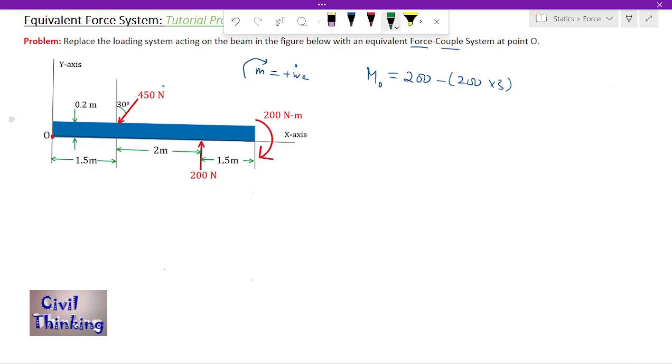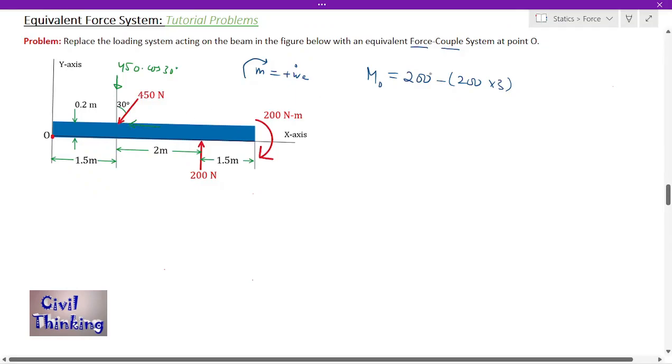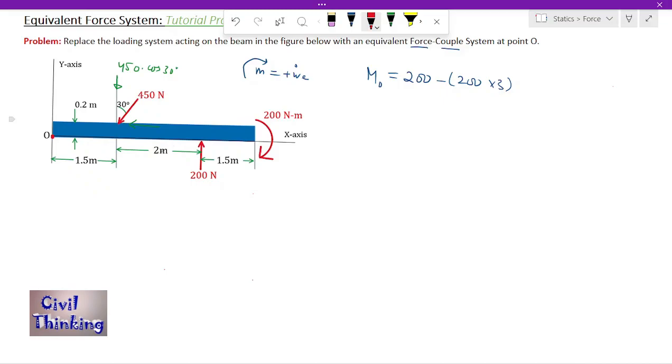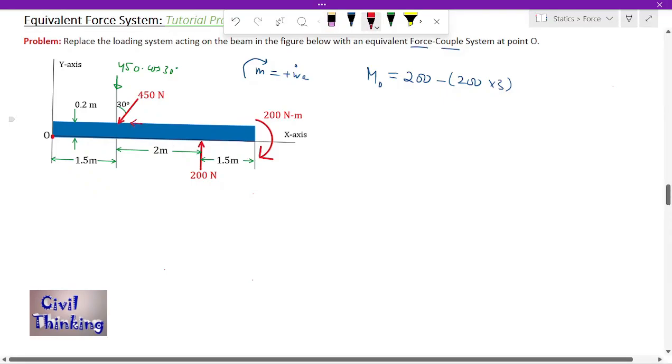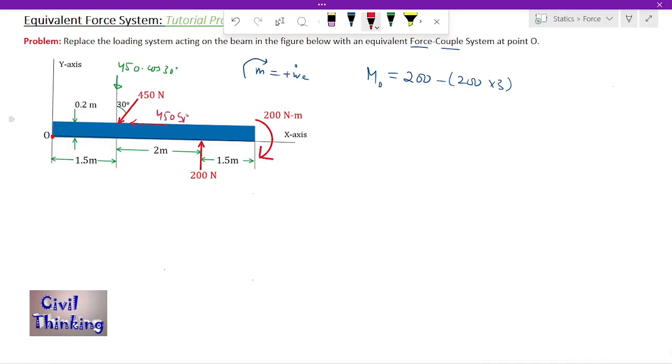Let us resolve this 450 newton in the vertical and horizontal directions. Let us say this is the y component and this is the x component. The y component is 450 cos 30 degrees, right? This is the vertical component because the angle is 30, that's why I wrote cosine of 30 degrees. Now let me change the color. This is the horizontal component, which is 450 sine of 30 degrees. Now we can easily find the moment of these components at point O.